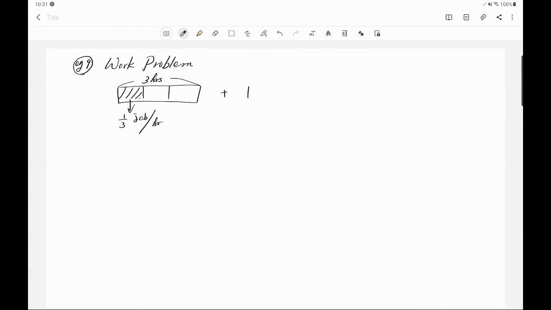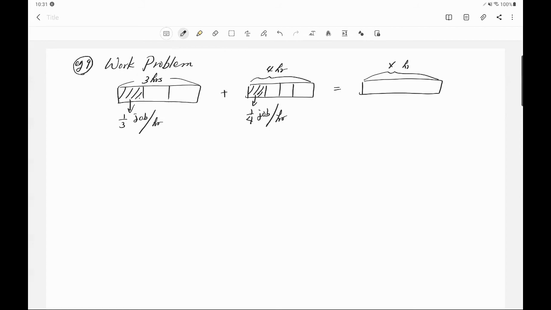And if another person takes, let's say, 4 hours, then divide this into 4 pieces. Then each piece is the work done per hour by the second person, right? If they work together, let's say I don't know how many hours it takes, so let's say it takes X hours. Then divide this piece into X pieces. Then each piece is 1/X, so 1/X job will be done per hour. That makes sense, right?